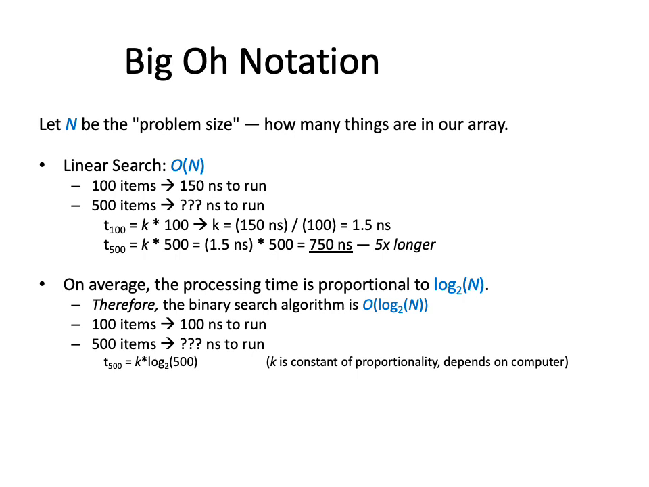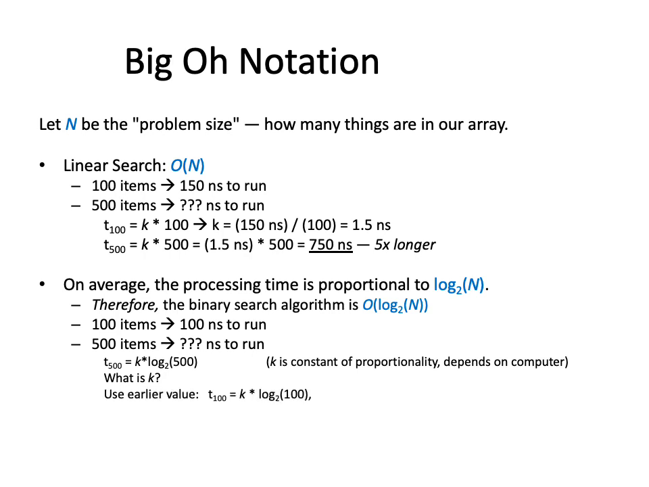So here I am first going to express how long it is for 500 items. So time for 500 items is some constant of proportionality k, a different k than before because it's a different algorithm, times log base 2 of 500. So I need to figure out what k is.